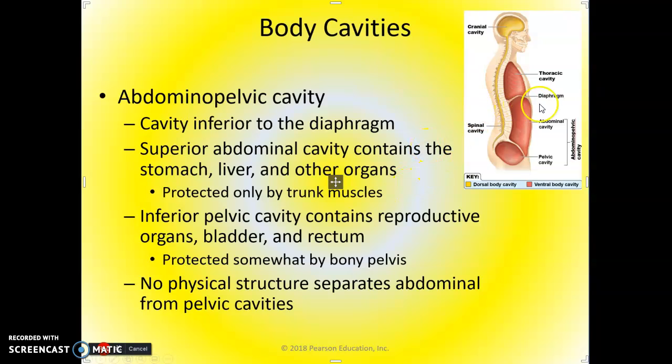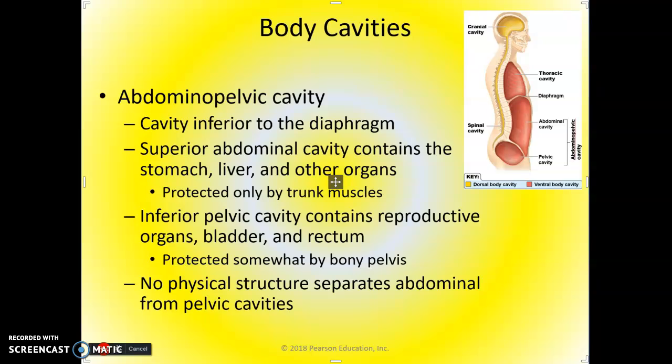The abdominopelvic cavity is this lower region, all down here, inferior to the diaphragm. The upper part of it contains the stomach, liver, and other organs. It's protected only by trunk muscles. It doesn't have anything across the front of it.